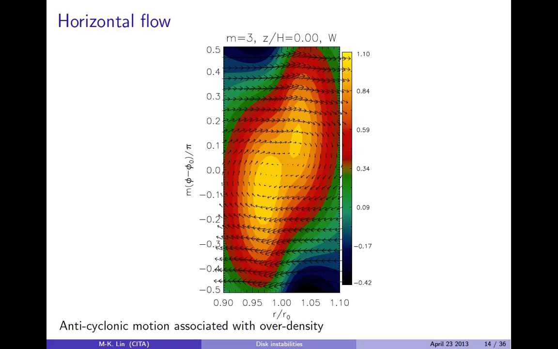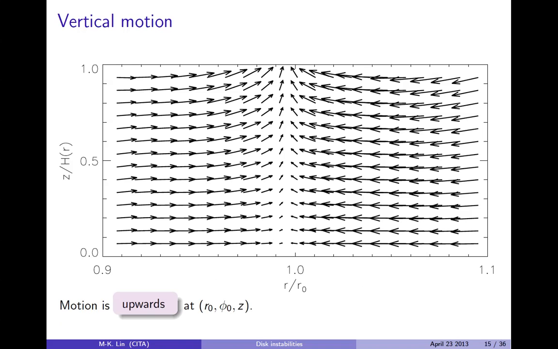Now, the whole point of doing a 3D calculation is to find out what the vertical structure is. Right? So in the next slide, I'm going to take a cut along this line, along the middle of this vortex, and I'm going to plot the RZ plane. And I'll look at what the velocity field looks like in that plane. So everywhere in this plane, at that particular azimuth, the flow is basically horizontal, except at co-rotation. At unit radius, the flow is actually upwards.